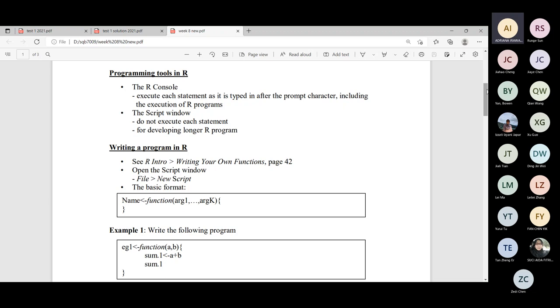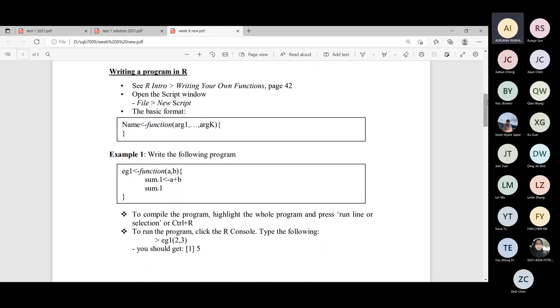If you look at the introduction to R, there's a section on that anyway. The basic part here is that you have a name, a function, and then you input the argument there. If you put in a different argument, you will get a different output. So for example, if I put in a sum A plus B, my input is A and B, and I get my sum out depending on my input. This is a very simple function, right?